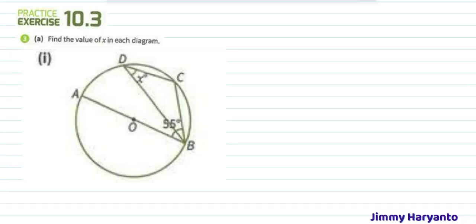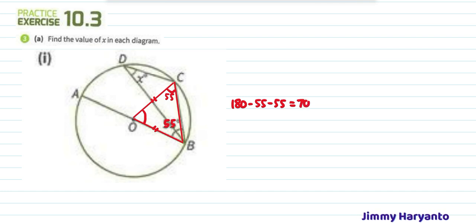Okay, next is question 3a. The first question, for this one is a little bit tricky. I think you have to create another line like this. So we already know that this one is radius and this one is radius. That means if this one is 55, look at this triangle. If that one is 55, that means this one is also 55. And then I think we can find that one. So 180 minus 55 minus 55 equals 70. So this one is 70.